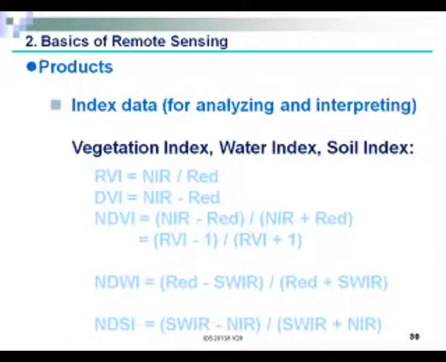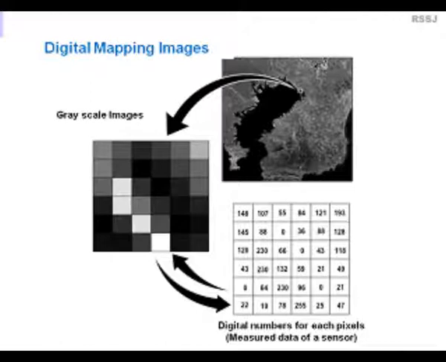And this one is the water index. This one uses red and short wave IR. And for analyzing soil condition, we use the soil index, short wave IR and near infrared.